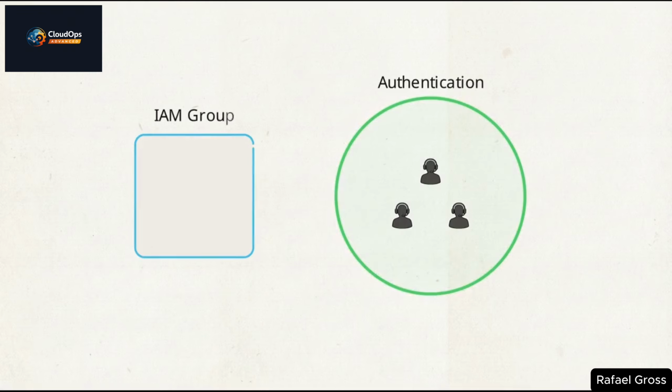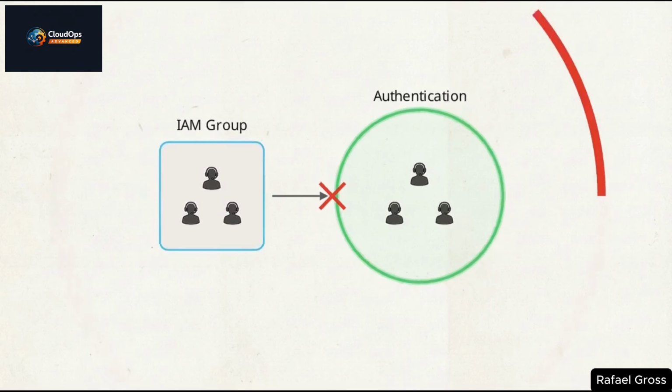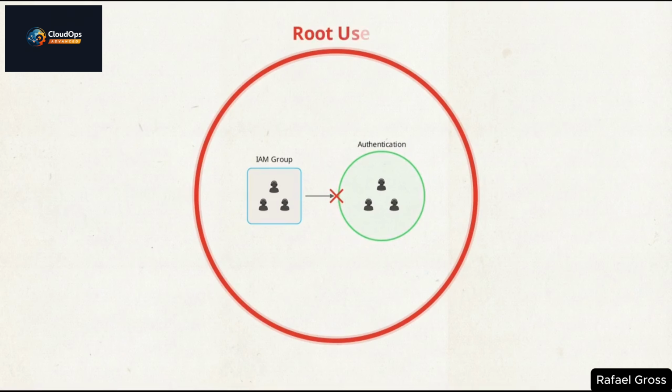Meanwhile, the IAM group sits outside the authentication circle. It cannot make requests. Finally, the AWS account root user sits uniquely outside these boundaries, possessing ultimate, unrestricted authority.